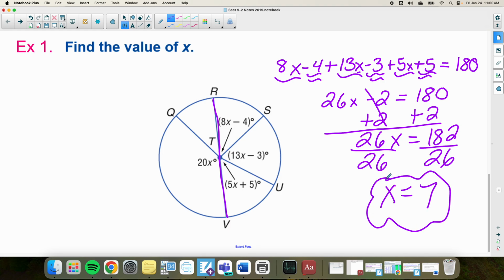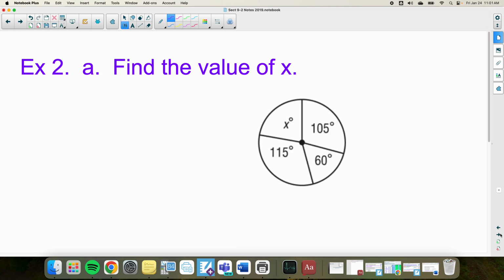Now, this particular question just asked for x. But do you understand if they would have said, like, what is the measure of angle RTS or something like that? We could put 7 back in there. Okay? All right.